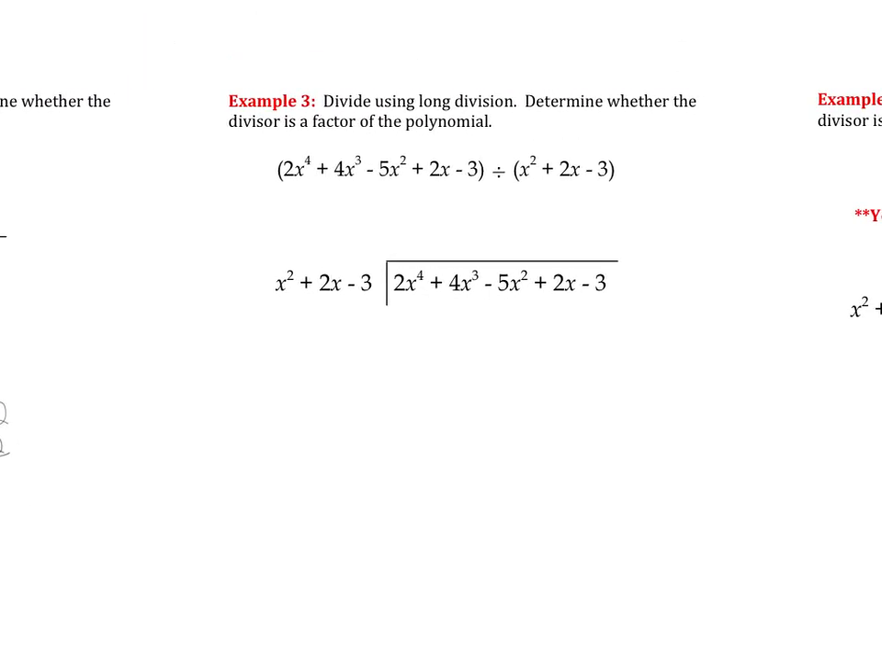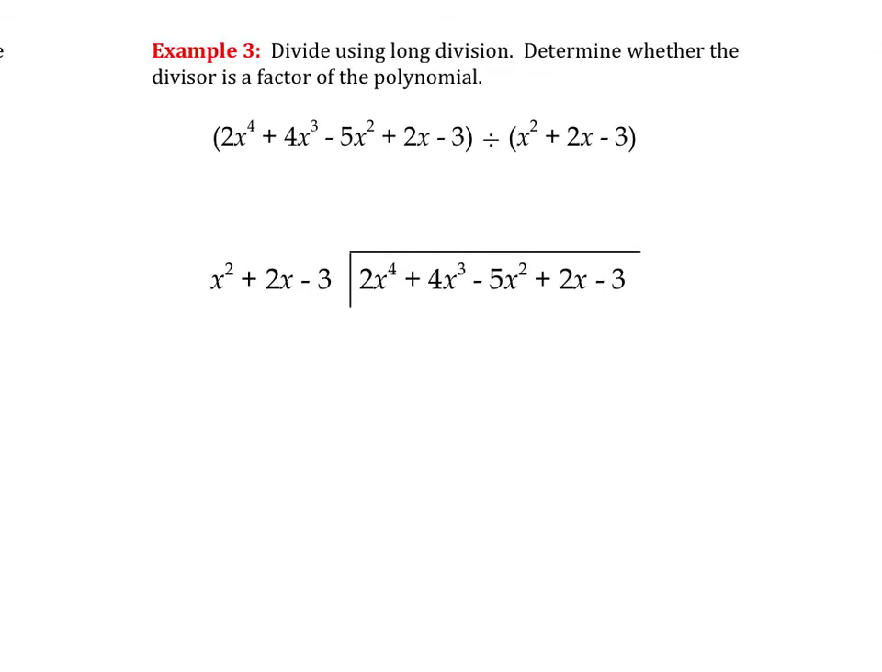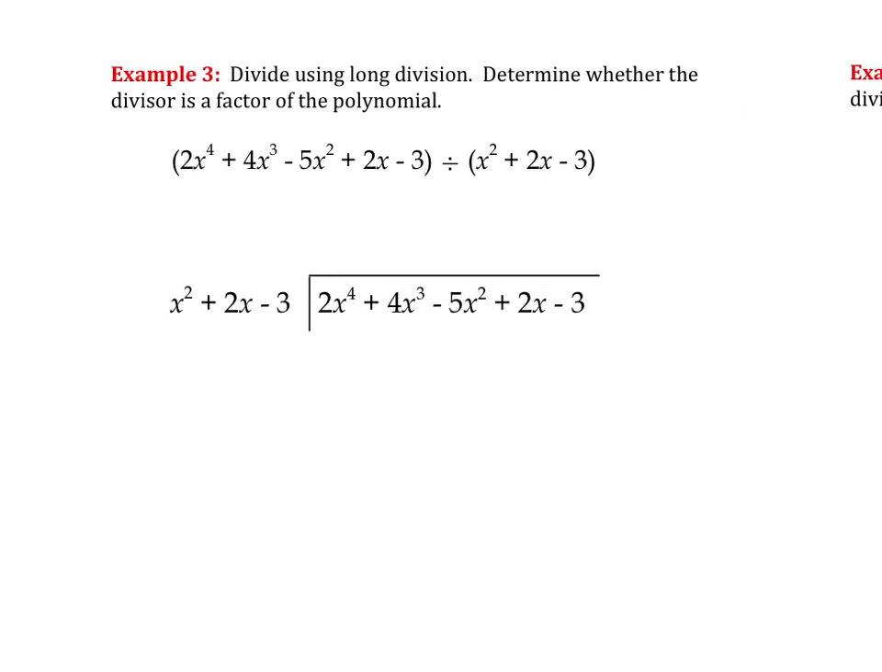Onward we go. 2x to the fourth plus 4x third minus 5x squared plus 2x minus 3. Divide that by x squared plus 2x minus 3. Holy smokes, what am I doing? Woof, all right. Put your dividing pants on. This one's going to get messy.